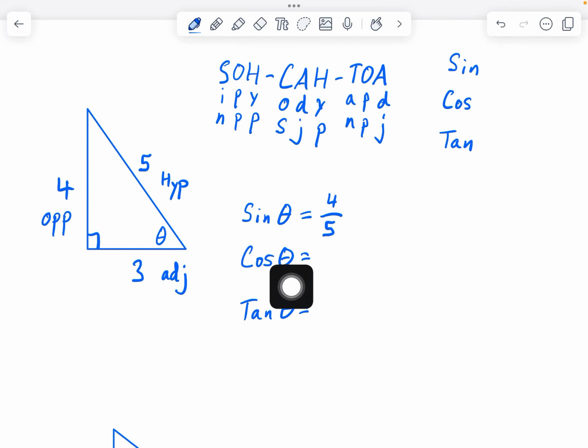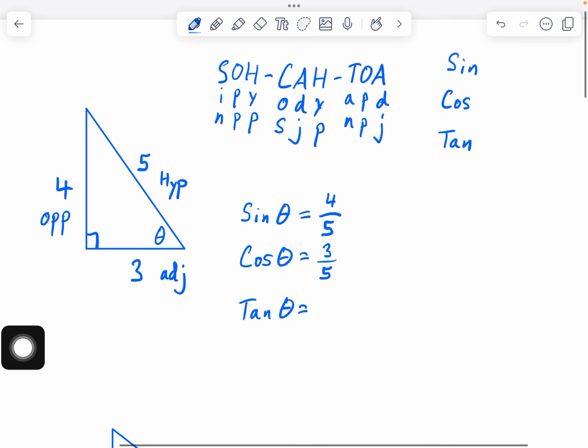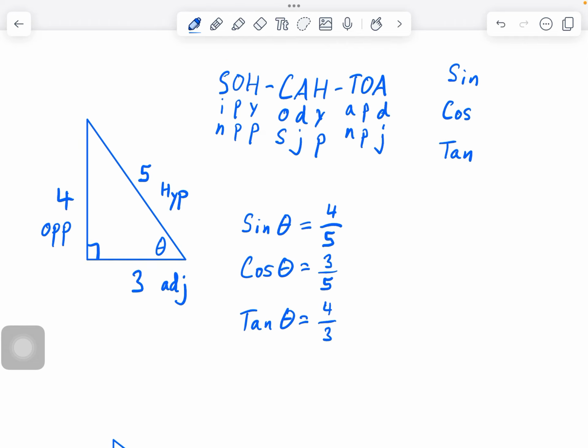I'm going to do the exact same thing for cosine and tangent. I'm just going to be using different side comparisons. So cosine is adjacent over hypotenuse, which would be 3/5. And then tangent is opposite over adjacent, which is 4/3. So that's how you would do these when you're just trying to list the ratios.